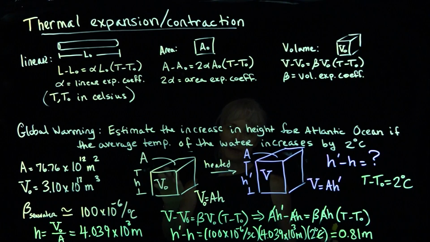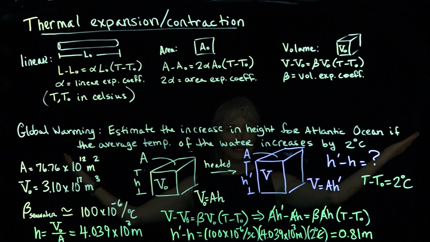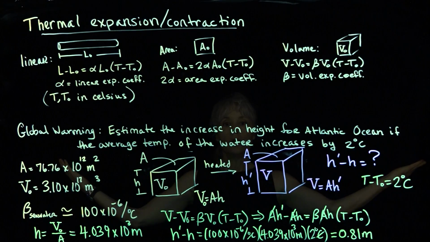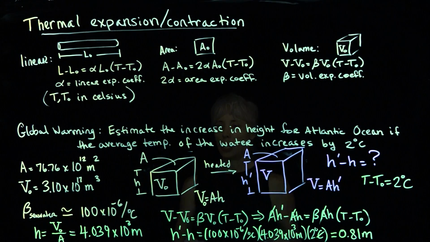We have approximated the Atlantic Ocean as a parallelepiped, but we know that the Atlantic Ocean is actually more like a bowl. It is slanted on the side, so the surface area is actually a little bit larger than what we have calculated here. But this gives us a nice approximation for the effect of heating a very, very large body of water a very small amount.